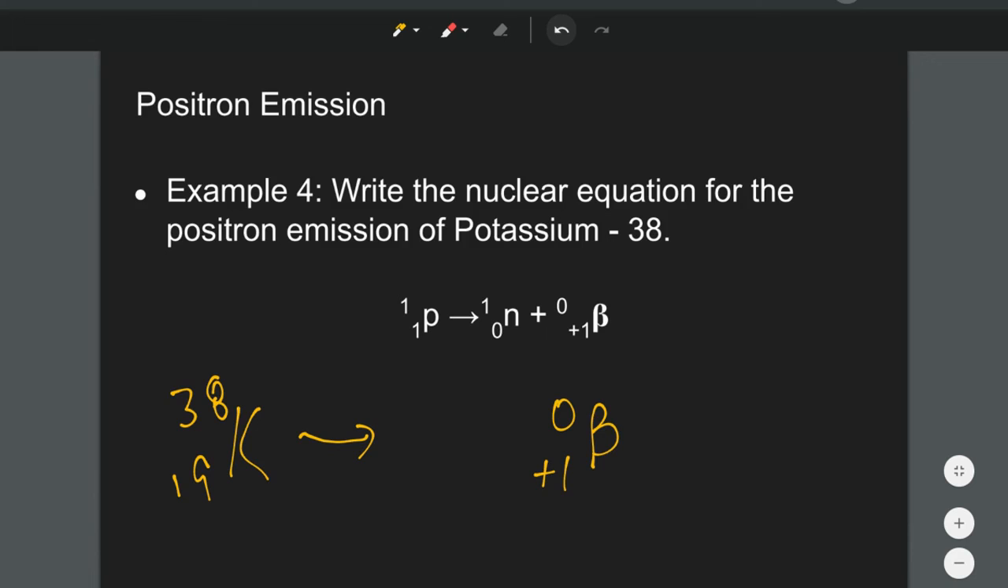That basically leaves what's left over. And so it has to be element 18, because 18 plus 1 would be element 19, which is what potassium is. And element 18 is argon, so we can look that up. On the top, a beta particle has 0 mass, so this argon would still have a mass of 38. So this would be the positron emission of potassium-38.